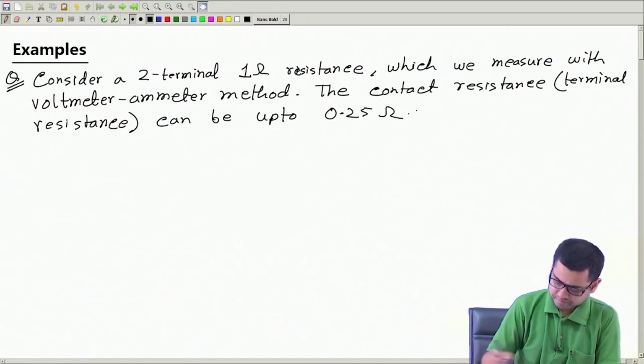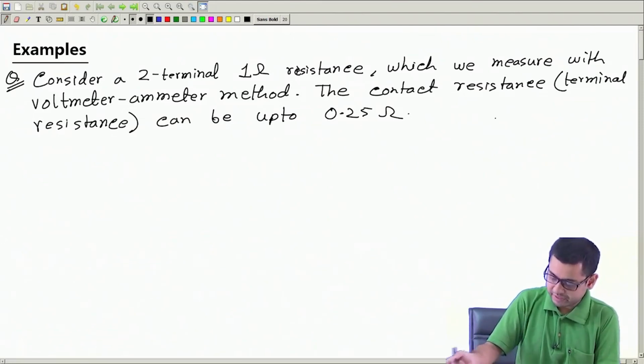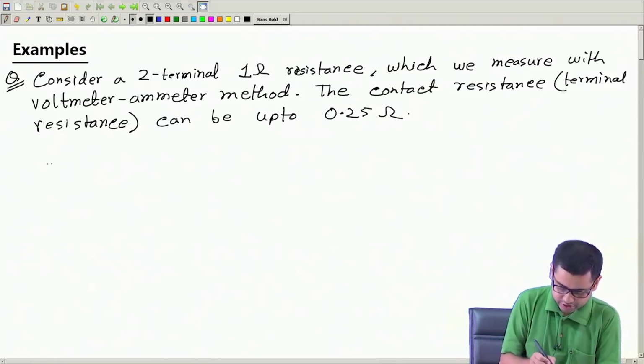Okay, now, this is the data given. Now if we measure the resistance with the voltmeter-ammeter method, then what can be the measured value? So let's consider the circuit. The circuit is like this.